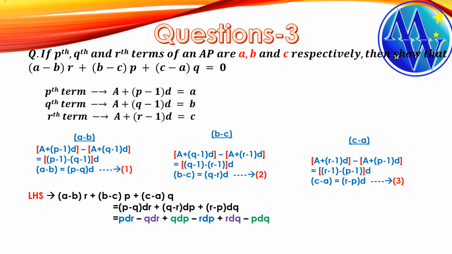Okay? Look at this equation here. PDR and RDP are same, right? But the order is changed. So PDR and minus RDP equals 0. Same way, QDR and RDQ are same. So one is plus and the other is minus. So it also becomes 0. And QDP and PDQ are also same. So it also becomes 0. So the final answer is 0, which is the right hand side of our question. So LHS equals RHS, hence proved.